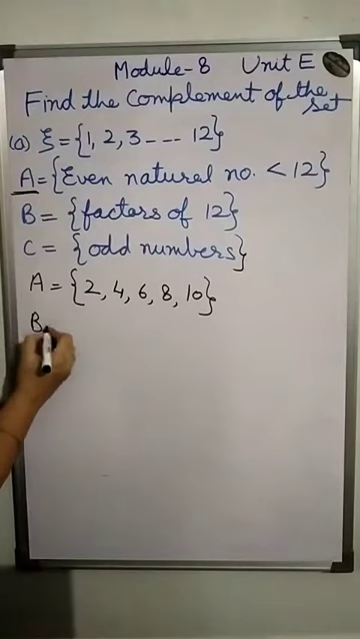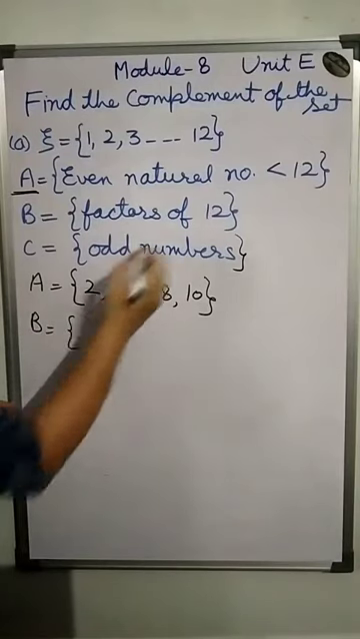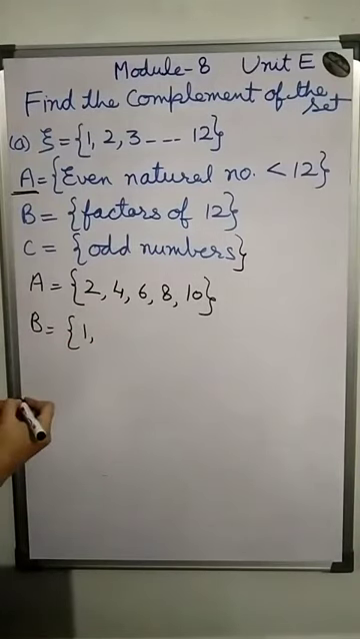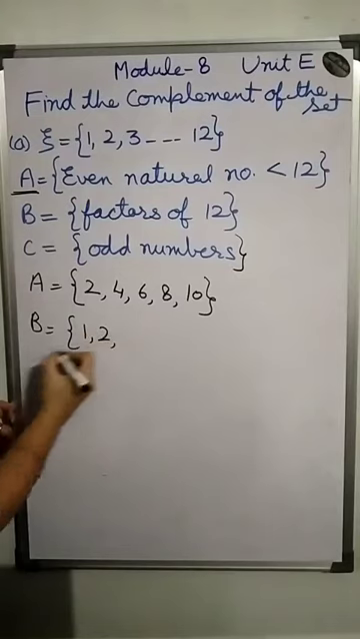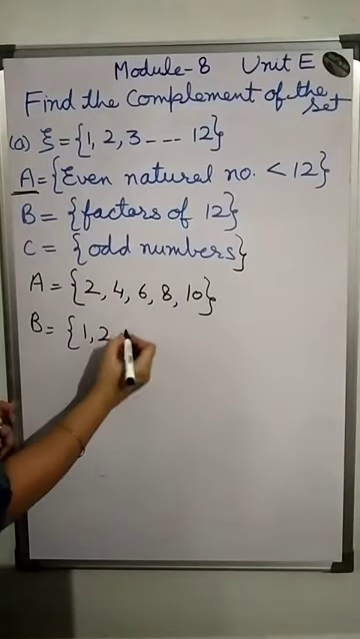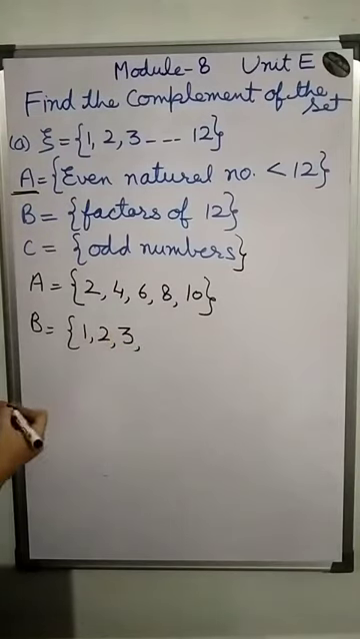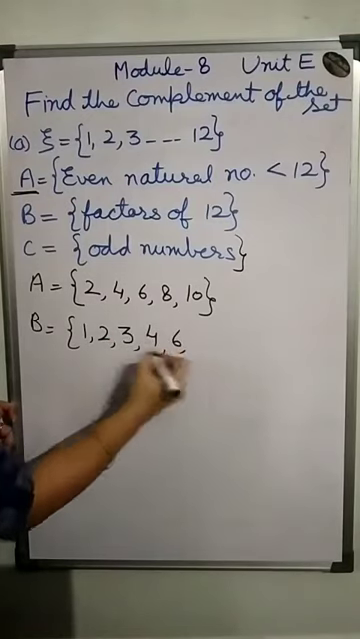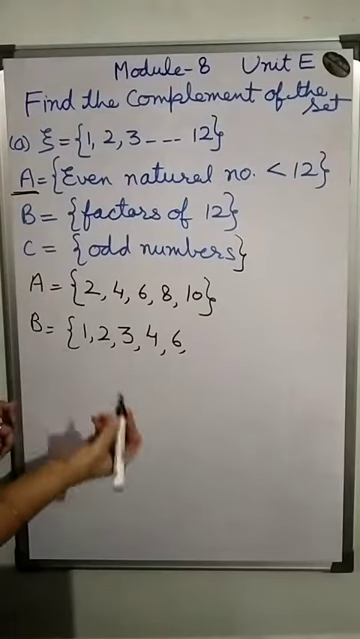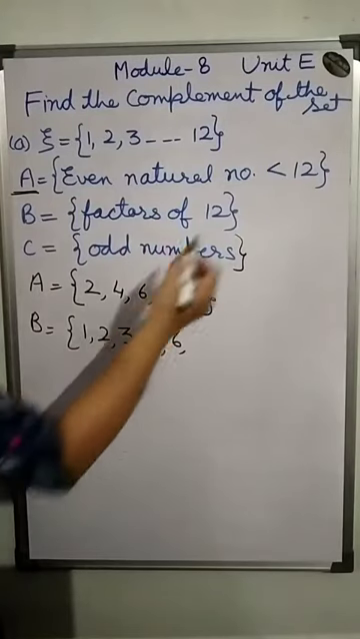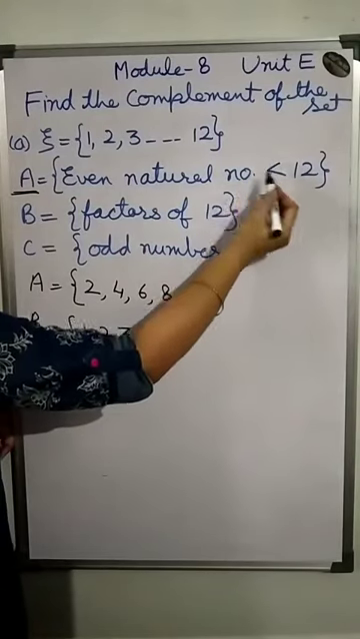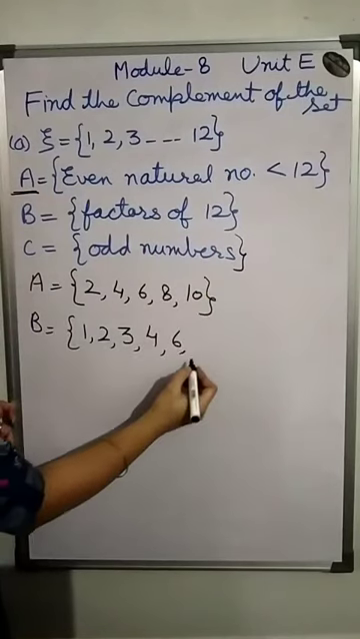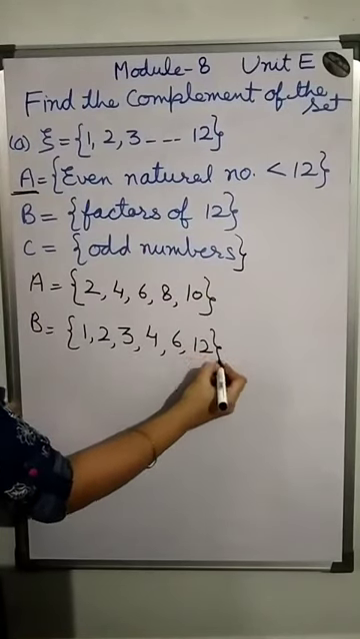B is equal to factors of 12. 1 is a factor of 12. 2 is another factor of 12. 3 is also a factor of 12. 4 is a factor of 12. 6 is a factor of 12. And then the next, 12 is a factor of 12. But we have to calculate it till 12. So what is the answer? 12 is also another factor of 12.